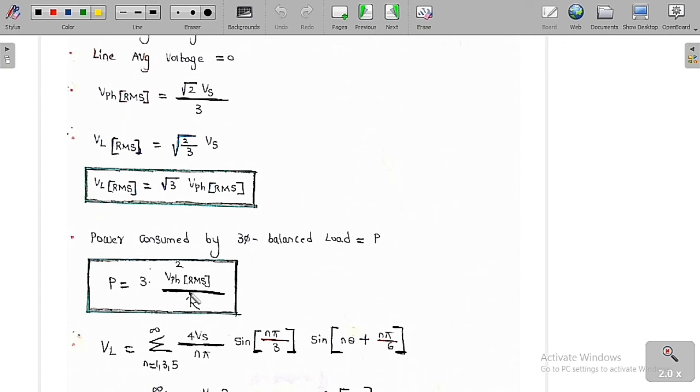Which is 3 into V phase RMS whole square by R. You can easily get these values.